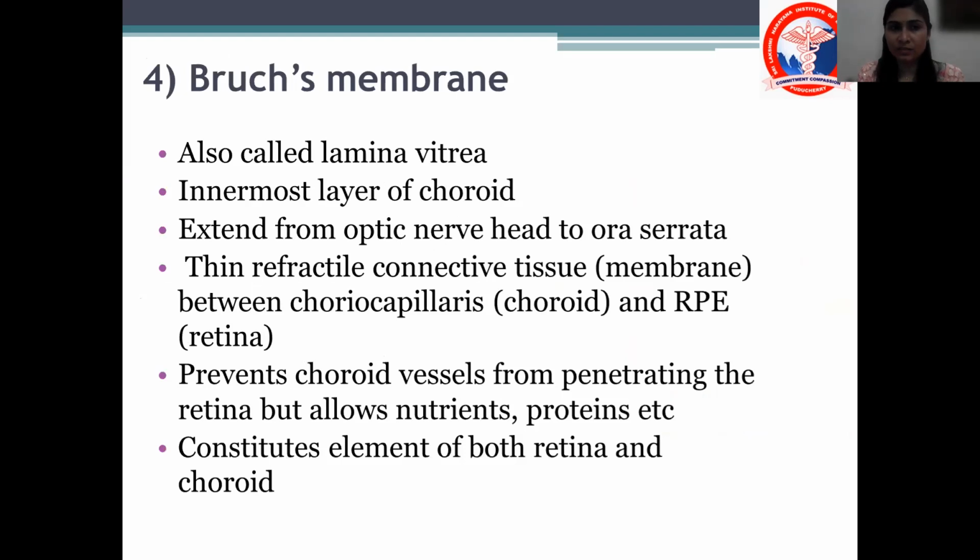Now the Bruch's membrane, which is also called lamina vitrea, is the innermost layer of the choroid. It extends from the optic nerve head to the ora serrata, and it is a thin diffractile connective tissue membrane between the choriocapillaries and the retinal pigmentary epithelium. It prevents choroidal vessels from penetrating the retina, but allows nutrients and proteins to reach the retina. The constituent elements of both the retina and choroid are present in this membrane.